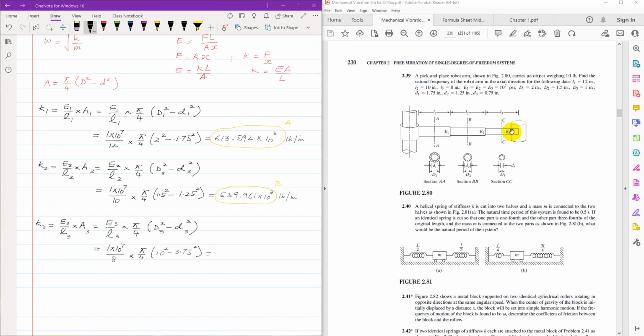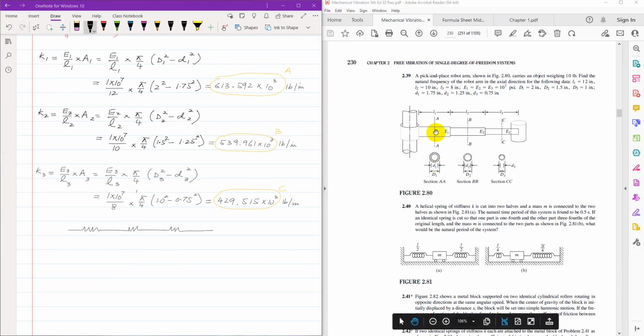Now for the third section, L3 is 8 inches, its outer diameter is 1 inch, and inner diameter is 0.75 inch. After substituting the values, I'll get 429.515 into 10 to the power 3 pound per inch, and I'm going to store this one in the calculator as C.